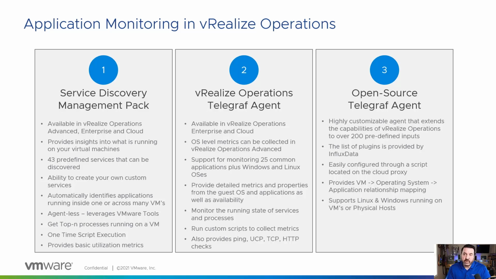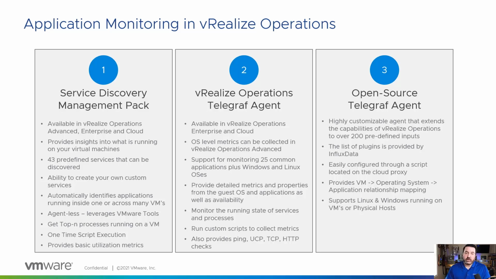Next, we'll dive into the vRealize Operations Telegraph agent. So now this is an agent-based approach, and this is available for application monitoring. It's available in vRealize Operations Enterprise and Cloud. And there's a bit of an asterisk there. We're going to get into that in the next slide here.